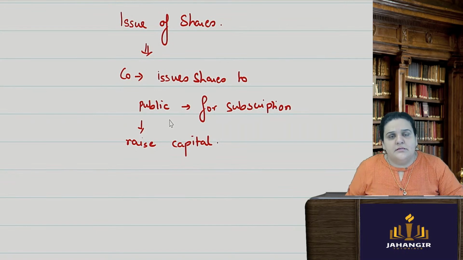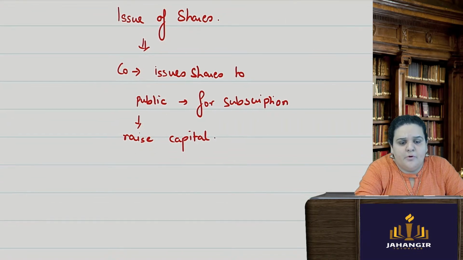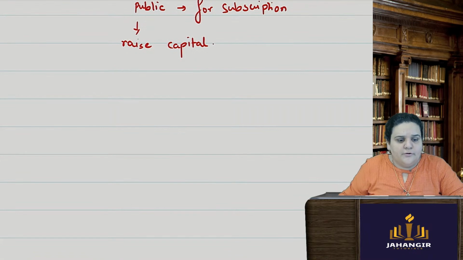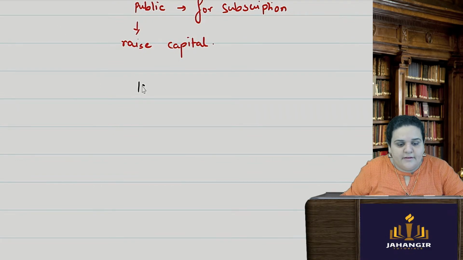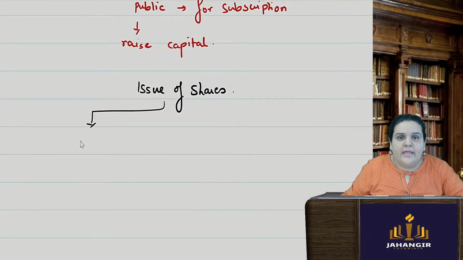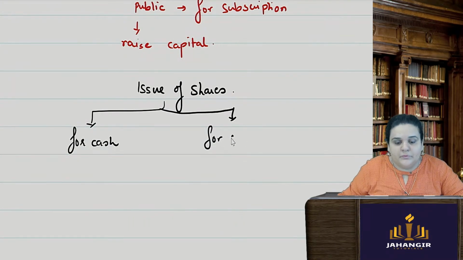Now, this issue of shares is important from your theory point of view also. Broadly speaking, issue of shares can be of 2 types. Either it can be for cash, or it can be for consideration other than cash.